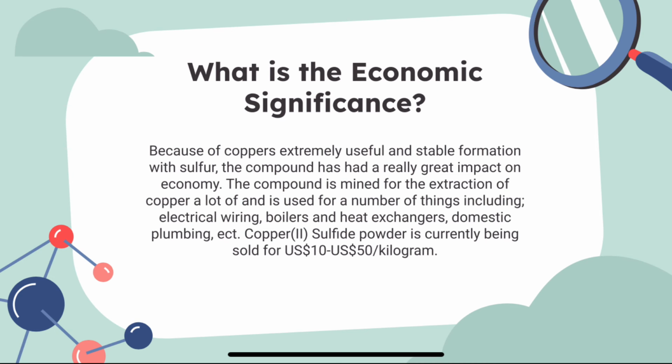What is the economic significance? Because of copper's extremely useful and stable formation with sulfur, the compound has a really great impact on the economy. The compound is mined for the extraction of copper a lot and is used for a number of things, including electrical wiring, boilers and heat exchangers, domestic plumbing, and more. Copper 2 sulfide is currently being sold for about $10 to $50 US per kilogram.